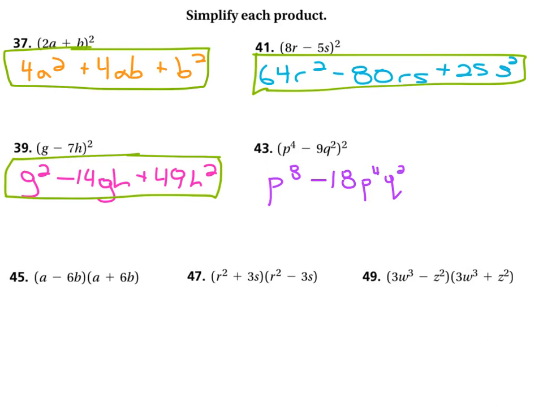That's its own term. And then for the last term, we do the final term in this, negative 9q squared, and we square that. So negative 9 times negative 9, positive 81, and q squared times q squared, q to the fourth. That's the answer. They go fast, right?